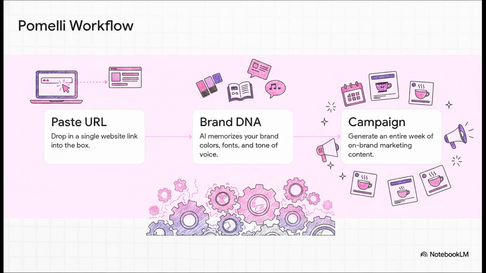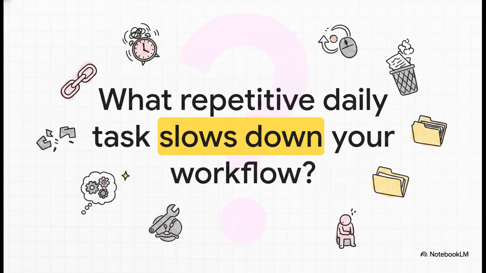You just grab the URL of that beautiful website you just built, paste it into a single box, and the AI instantly scans it to build a complete brand DNA profile. It memorizes your exact brand colors, your fonts, and your specific tone of voice. Once that's locked in, you just ask it for, say, a fall special latte campaign. And with one click, it generates a full week of perfectly on-brand social media posts and captions. It's almost too easy.